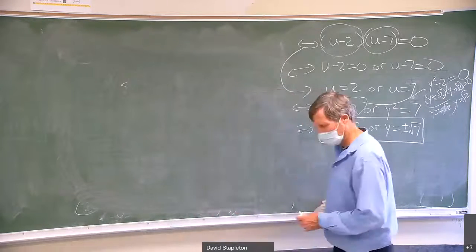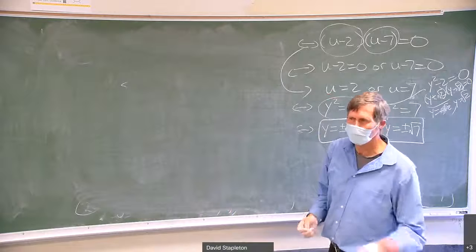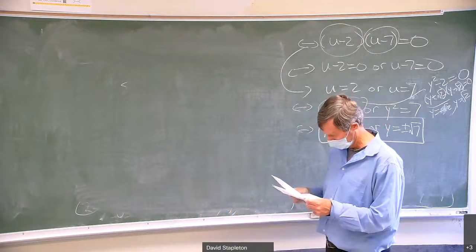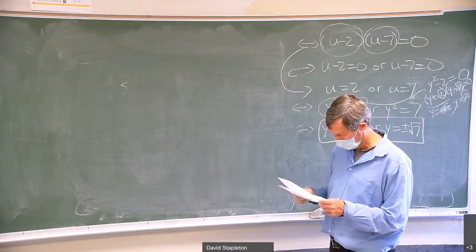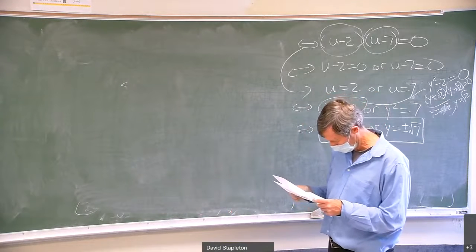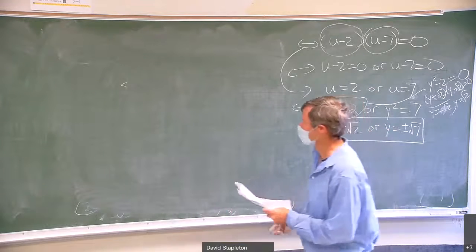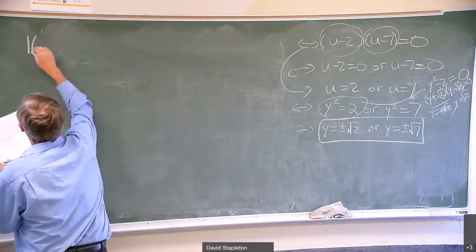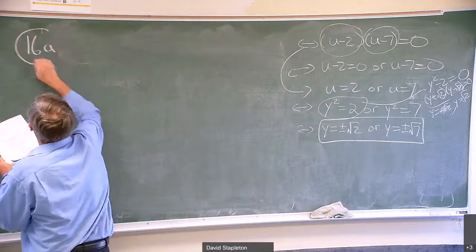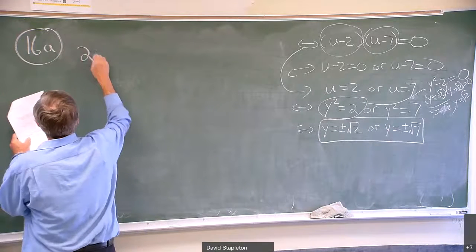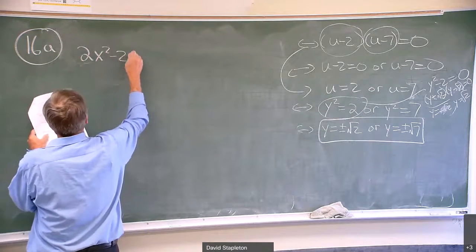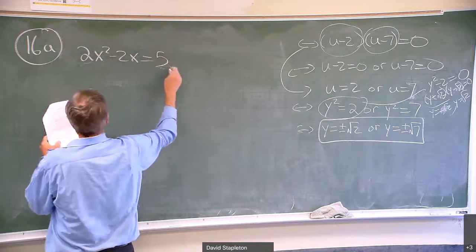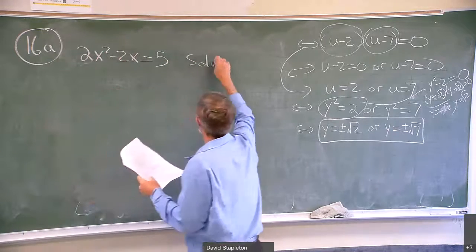What else would you like to see? I'd like to do the last two. Then we've just been doing quadratic equations. Let's try this one. 16a, suppose I take 2x squared minus 2x equals 5. Solve this exactly.